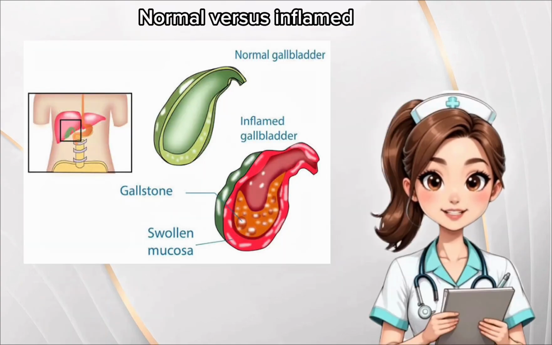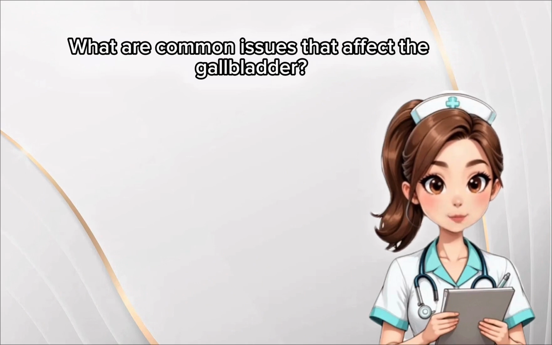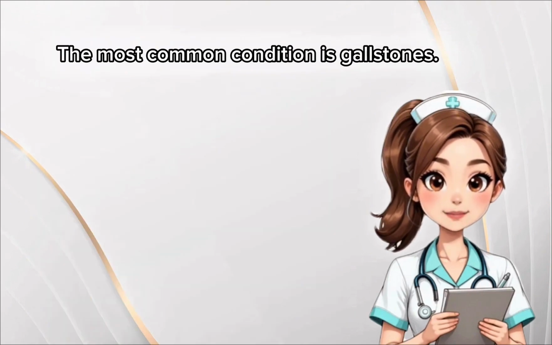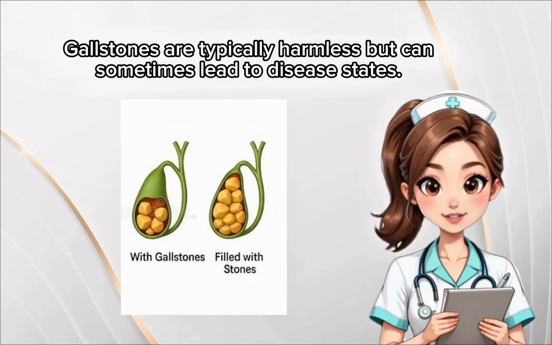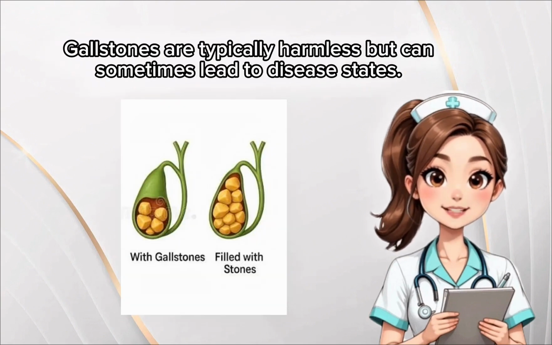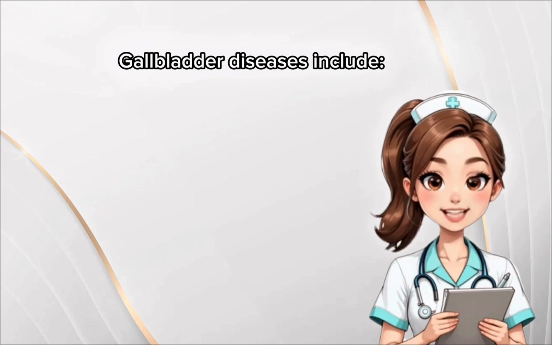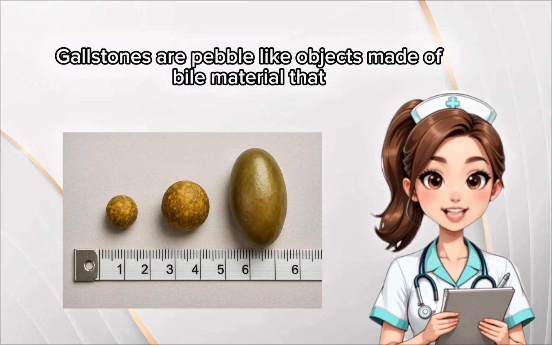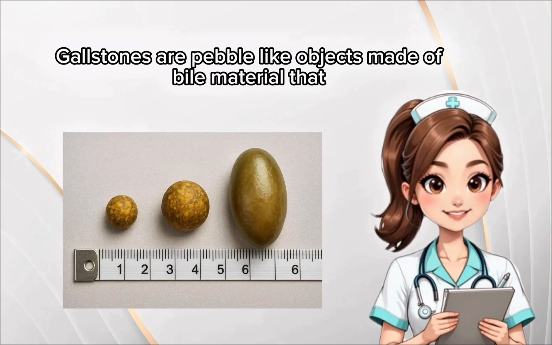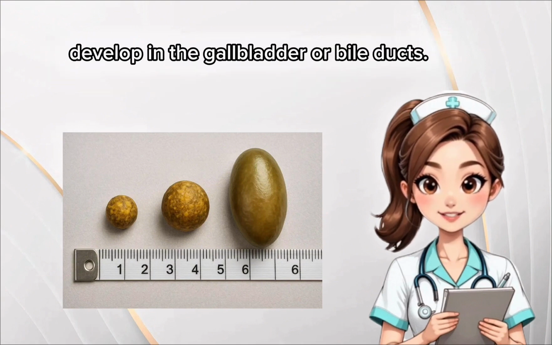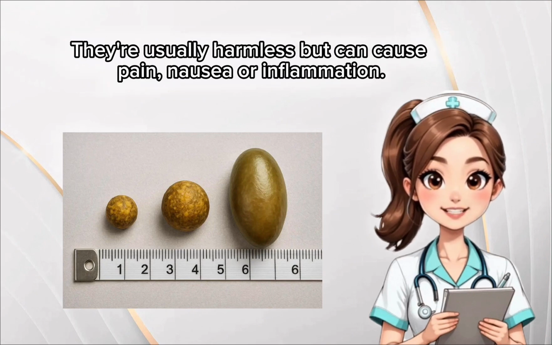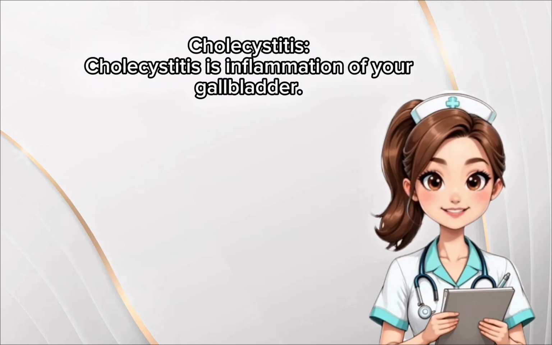Normal versus inflamed. What are common issues that affect the gallbladder? Several conditions can cause problems in your gallbladder. The most common condition is gallstones. Gallstones are typically harmless, but can sometimes lead to disease states. Gallbladder diseases include gallstones. Gallstones are pebble-like objects made of bile material that develop in the gallbladder or bile ducts. They can be as tiny as grains of sand or as large as golf balls. They're usually harmless but can cause pain, nausea, or inflammation.